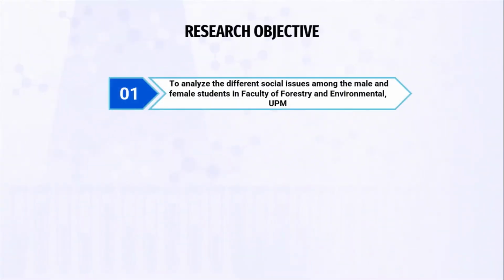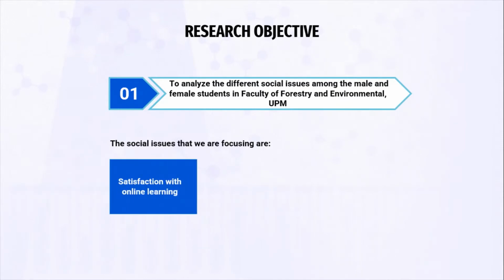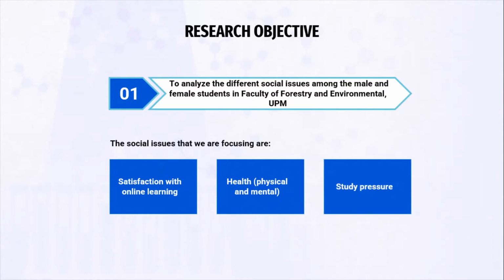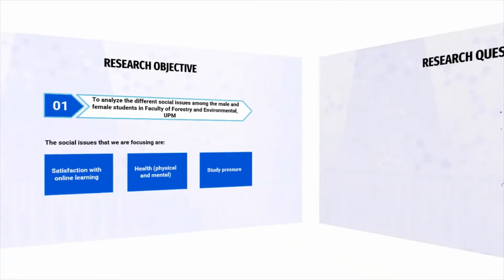Our research objective is to analyze the different social issues among male and female students in FHAS. Our focus is on the social issues the students faced. First is their satisfaction with online learning. Next is their mental and physical health. Lastly, the last social issue that we focus on is their study pressure.